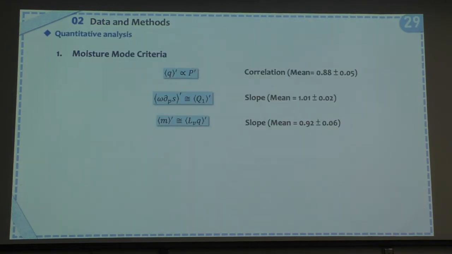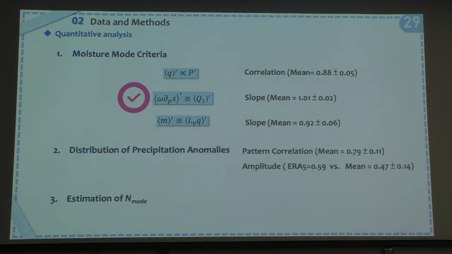We need to do a quantitative analysis. For the three motion mode criteria, we know all models satisfy the WTG criteria. And we also have an index related to the precipitation anomaly, and the additional criteria is a mode. So how did we do the quantitative analysis?